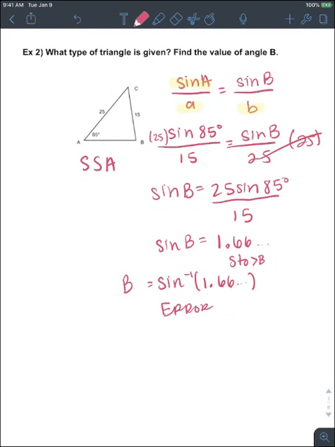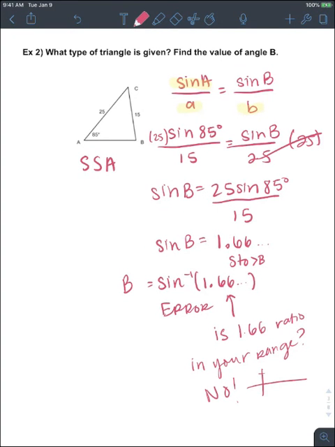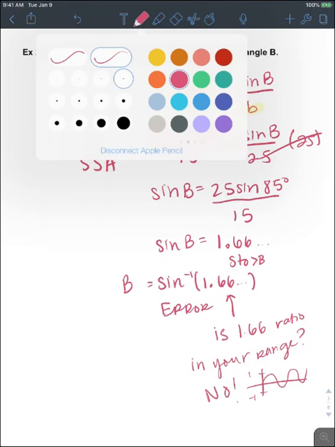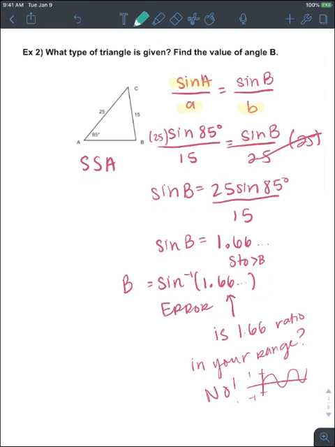error. Why? Well, remember, is 1.66, the ratio, in your range? No. Remember, the graph of sine only goes up to 1 and down to -1. So I get no outputs that go up to 1.66. So what does that tell me about this triangle that I'm attempting to create? Well, it means there is no triangle.